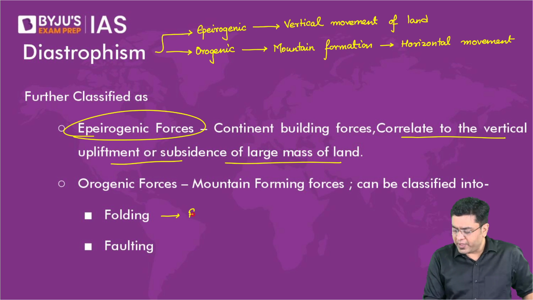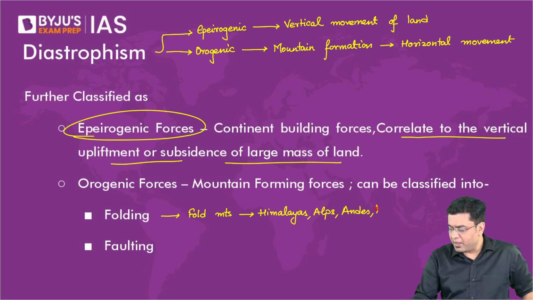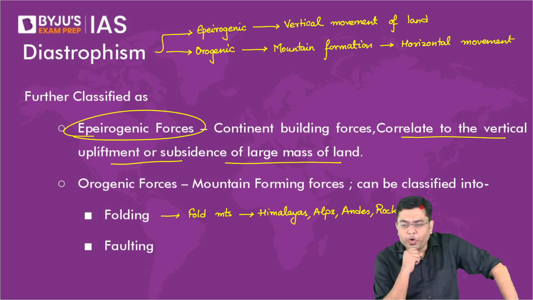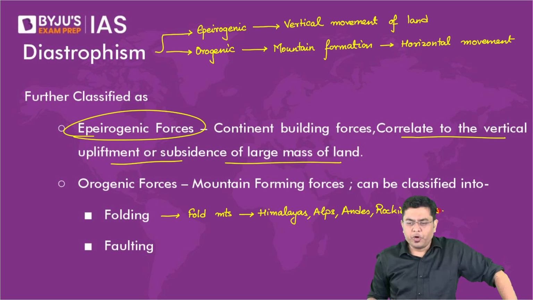Example of fold mountains: Himalayas, Alps, Andes, Rockies, Atlas. Which is the latest fold mountain to be created? Very good, Manas. Which is the latest fold mountain to be created?